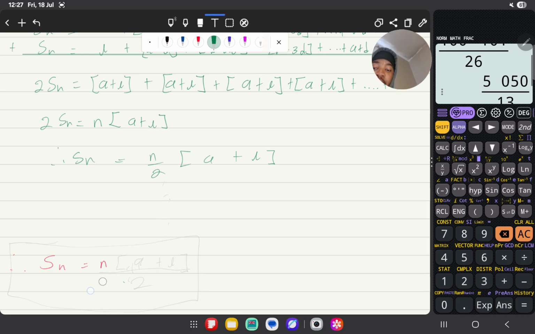And then of course, we also know, what do we know? We know that L, right? If you want to find L, you're going to use the formula Tn equals A plus (n minus 1)D, right? If you want to know what L is, you're going to use this formula and you're going to substitute whatever L is on the formula.